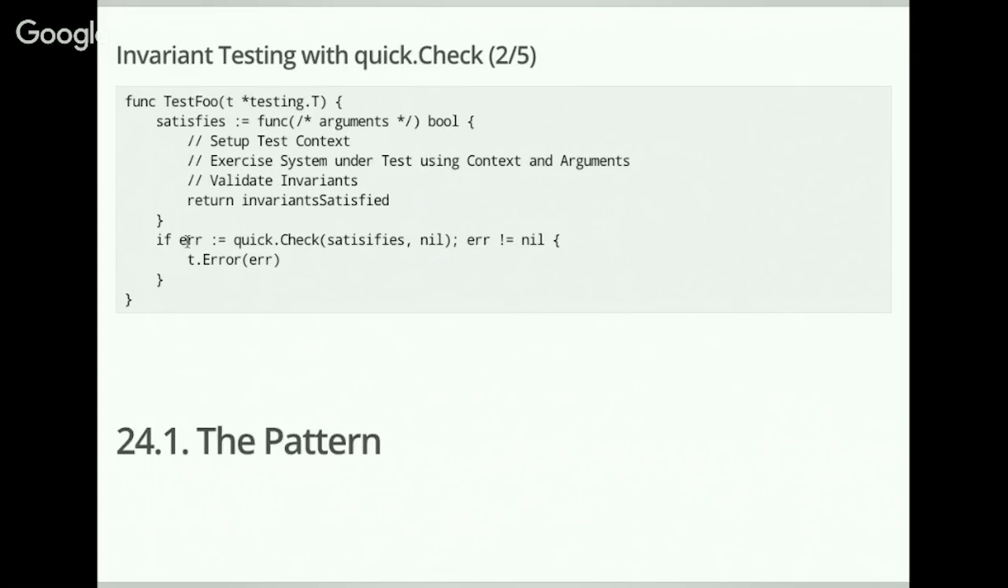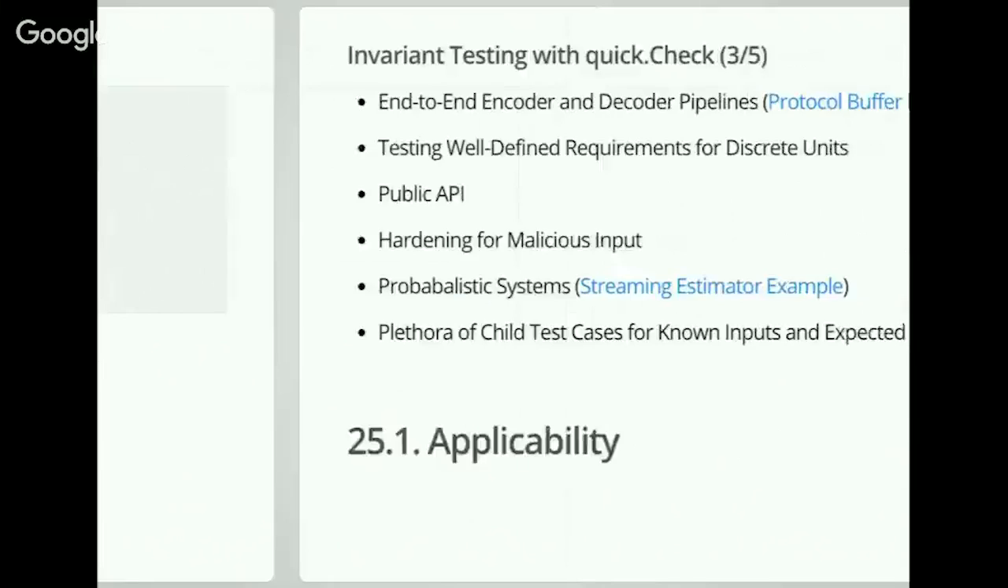And at least in the test context, often you'd see something like this. Run quick check. If the error is not equal to nil, that indicates we probably had a violated invariant or a bad assumption somewhere. Let's report that.